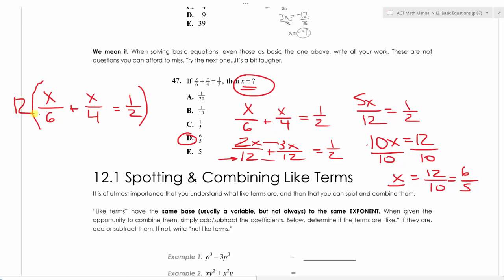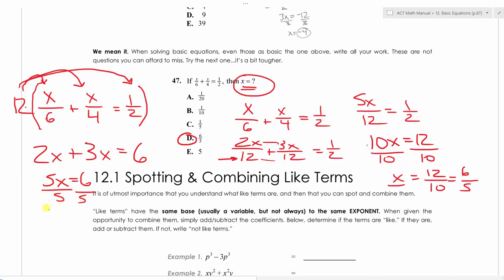In other words, if I multiply this entire equation through by 12, this 12 and this 6 will cancel, leaving me with a 2 up in the numerator. The 12 and the 4, remember, I'm distributing this 12 to all 3 of these terms, 1, 2, 3. The 12 and the 4 would cancel, leaving us with a 3 up in the numerator, and then the 12 times 1/2 is 6, and I end up with 5x equals 6.